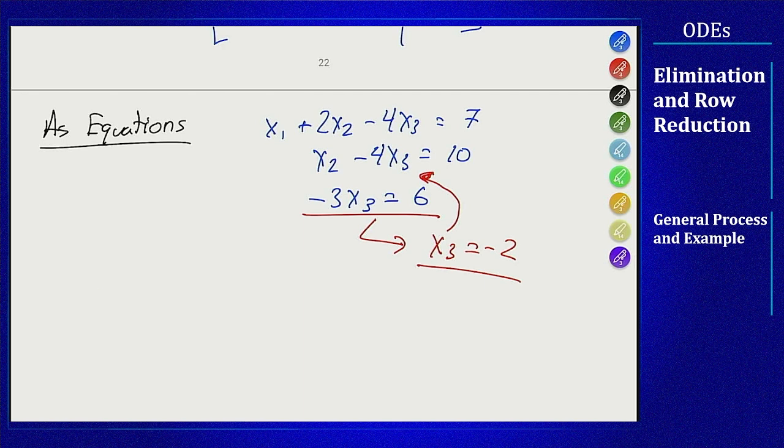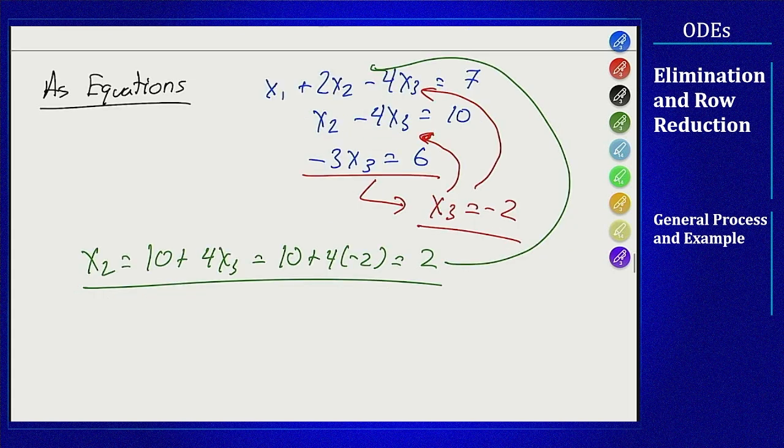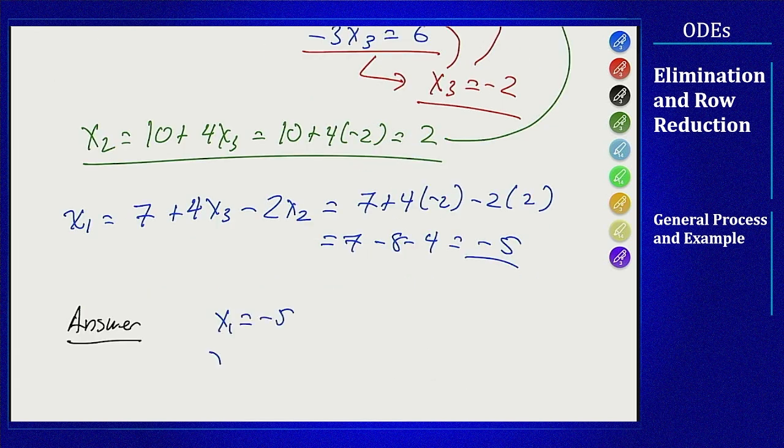So then I get that x2 is going to be 10 plus 4x3, or 10 plus 4 times -2, 10 minus 8 is 2. And I can plug both the x2 and the x3 into the x1 equation. So that x1 will be 7 plus 4x3 minus 2x2, which is 7 plus 4 times -2 minus 2 times 2, is 7 minus 8 minus 4, which is negative 5. So therefore, my answer here is x1 equals negative 5, x2 equals 2, and then x3 equals negative 2, or as a vector, minus 5, 2, and negative 2.